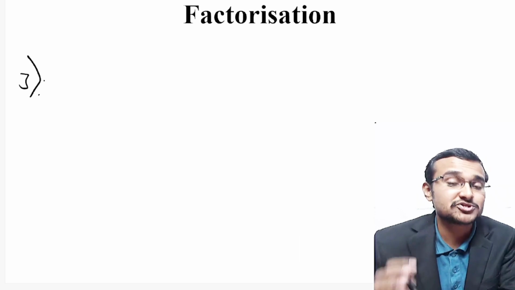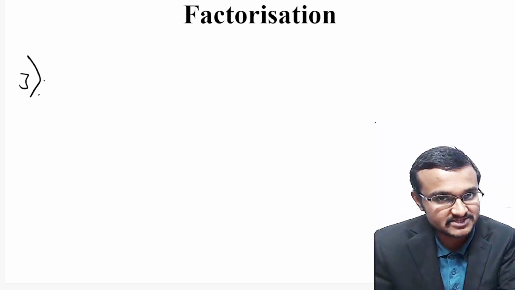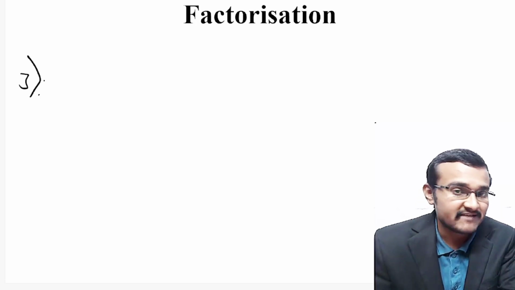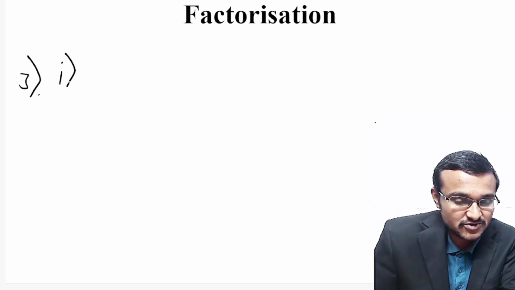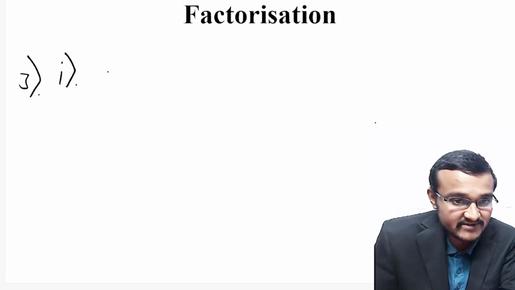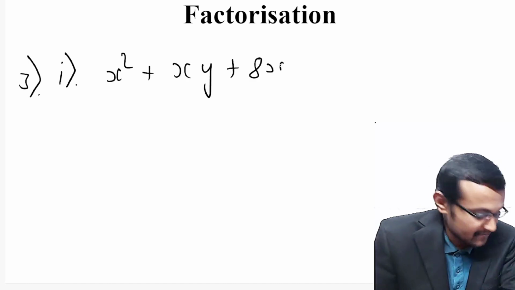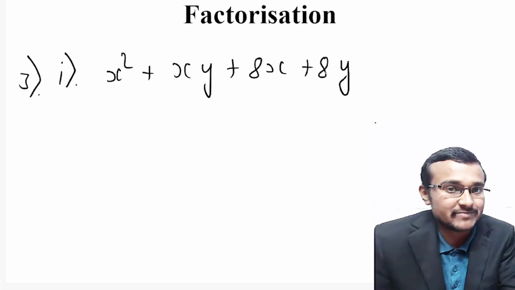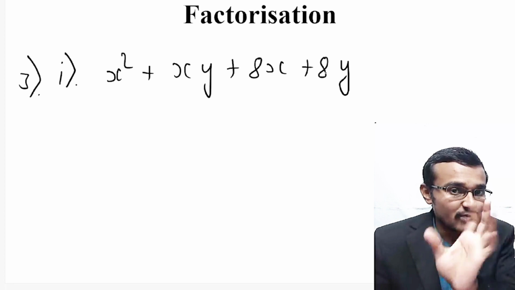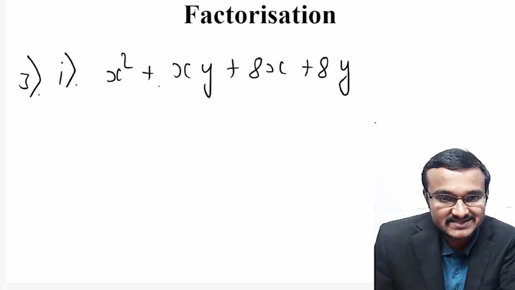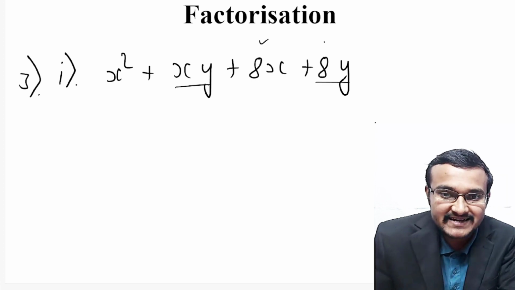Coming to the third question, here also they have given polynomials and you should find out the factors of these polynomials. Now there are 5 questions in this particular third question. I will be solving 3 questions. So coming to the first question in this third question, they have given x square plus xy plus 8x plus 8y. Now according to the method of regrouping, you should regroup the terms which have common factors in them. So here you can see xy and 8y or 8x and 8y.